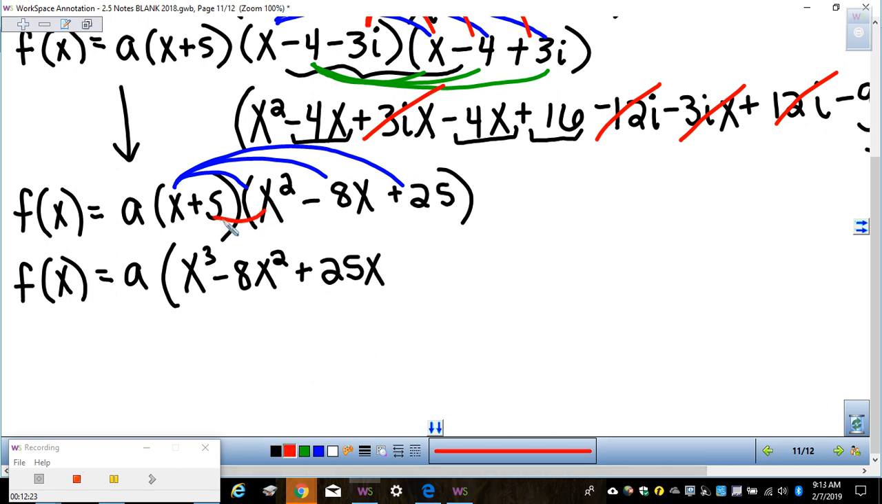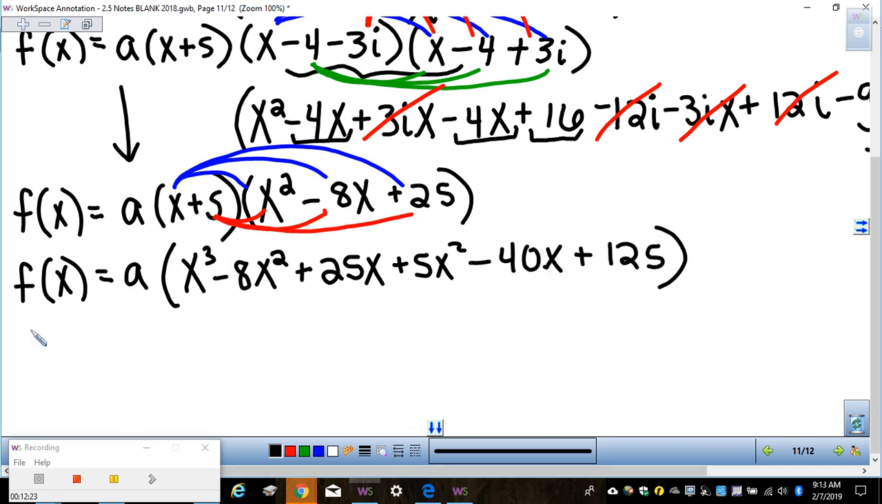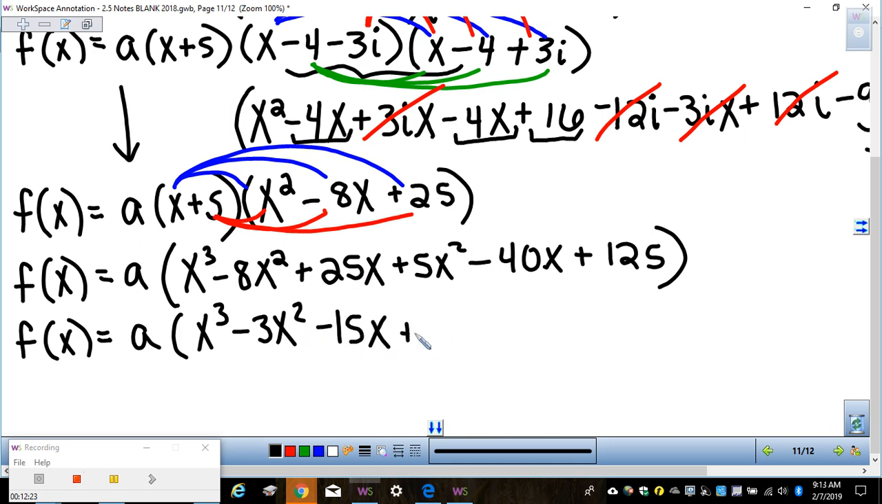Then we're going to do the distributive property again. This time we're going to do it with the 5. So we've got 5 times x squared, 5 times negative 8x, and 5 times 25. All right, we'll go ahead and combine like terms now in the next step. So we've got negative 8x squared plus 5x squared. So we'll put those together. And then we've got 25x minus 40x. So those can go together. We still have that plus 125 at the end.